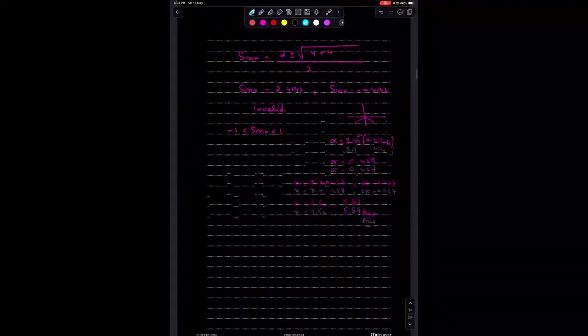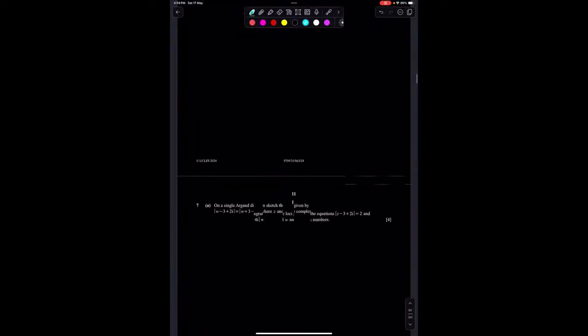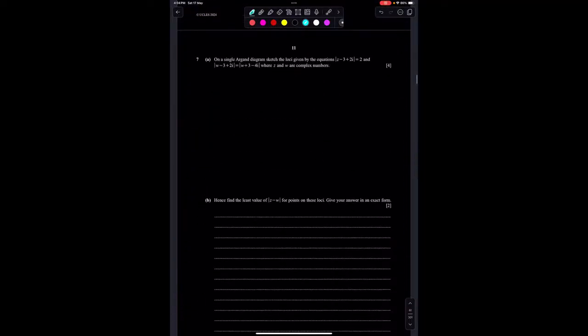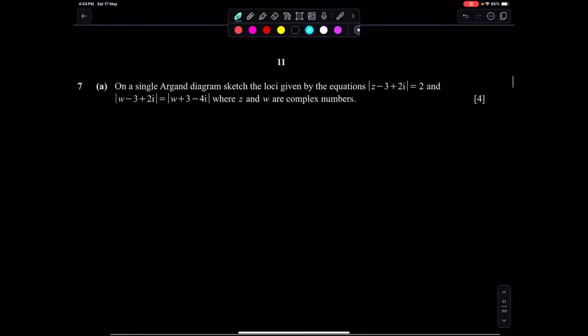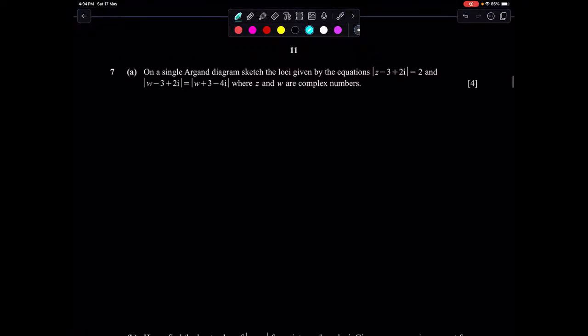Okay, one last question of complex number. This is question number 7. This is the last question of this class. And after this question, I will explain how to find argument or alpha in different quadrants.